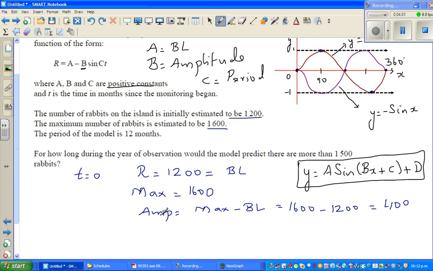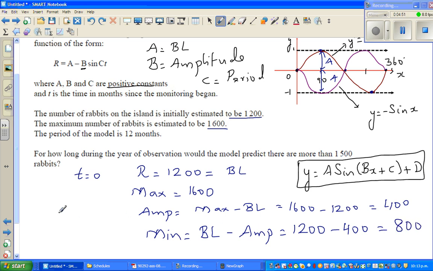If you know the amplitude and the baseline, you can also find the minimum. So what's the minimum? It is baseline minus the amplitude. Let me write the formula. You don't need to remember any of this formula if you use logic. This is your amplitude, and this is also amplitude. From baseline, if you add amplitude, you get the maximum. From baseline, if you take away amplitude, you get the minimum. So baseline minus amplitude is my minimum. The baseline is 1200 and the amplitude is 400, so the minimum is 800.